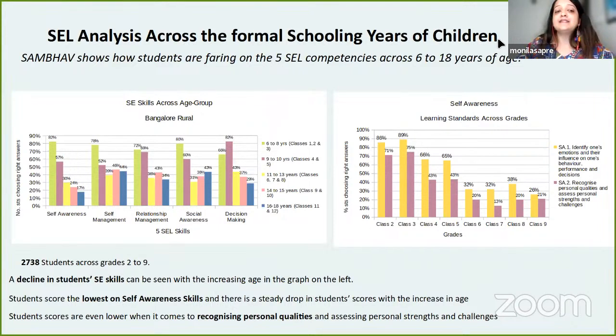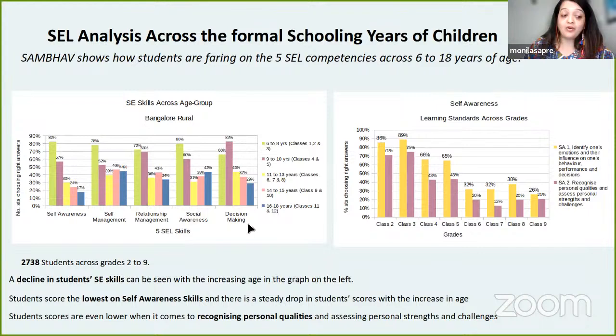Yes. So SEL analysis across the form. As I said, Sambhav is assessing children's social and emotional development across their schooling years, right from 6 to 18 years. You can look at the first graph on your left over here, which shows how children have been scoring on all the 5 competencies.